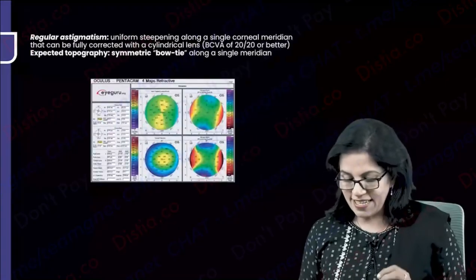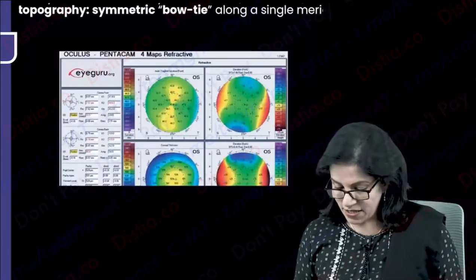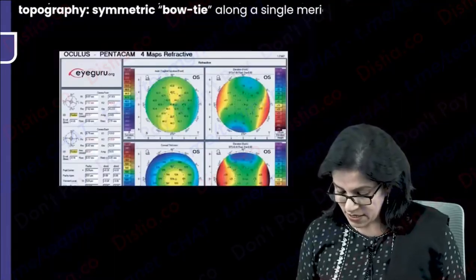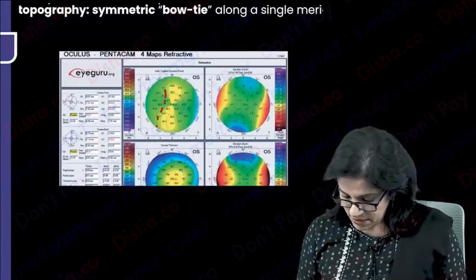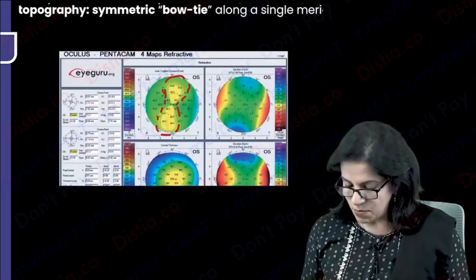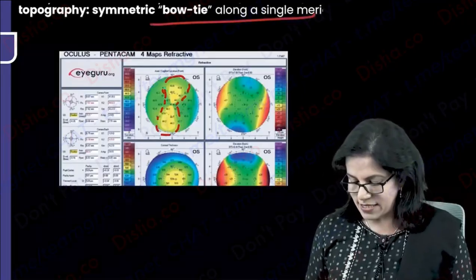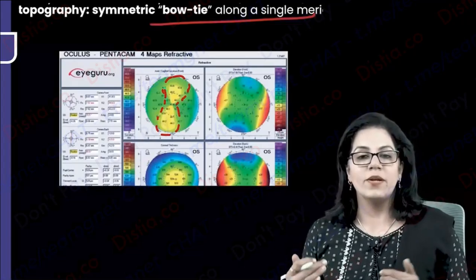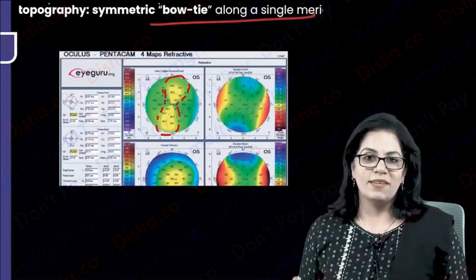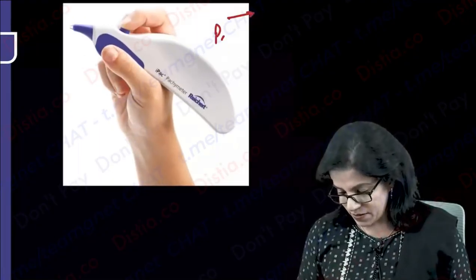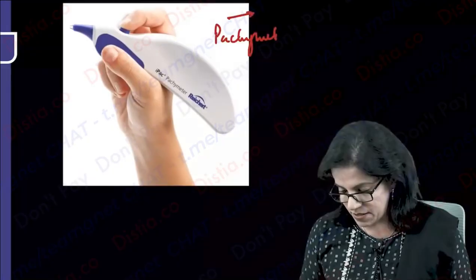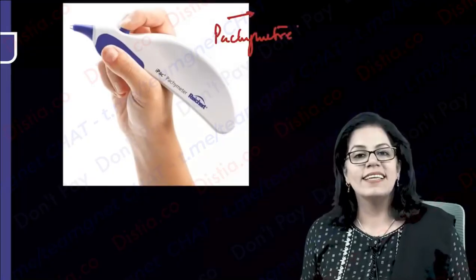And what is this? This is a regular astigmatism where you can see, just recognize, can you see this? This is what is called the bow tie appearance. Can you see the shape? It is like a bow tie. So a bow tie along a single meridian is indicating a regular astigmatism in that meridian. And now what you are looking at? This is a pachymeter. Okay, so we should know what is a pachymeter. This is to see the thickness of the cornea.